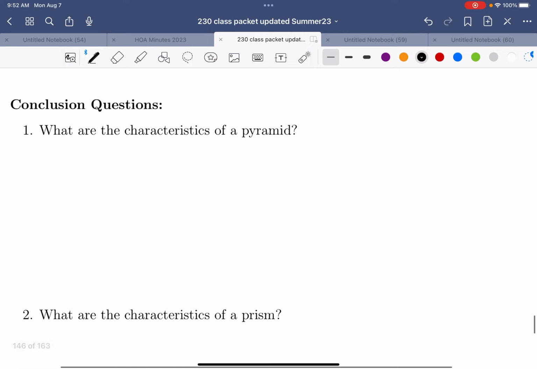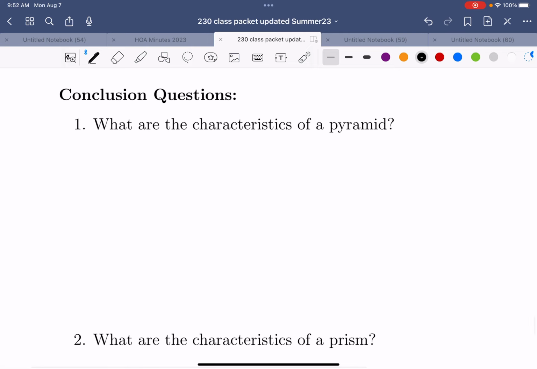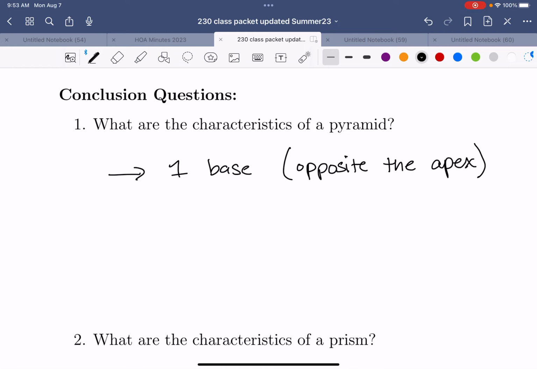So then what are the characteristics of a pyramid? Well, if we take a look at what's going on with our pyramids, you'll notice that we have 1 base. And in parentheses here, I'm going to say that's opposite the apex. Right? The apex being that point at the top where all of the triangles come together. And the lateral faces are triangles. Okay, so lateral faces are triangles.